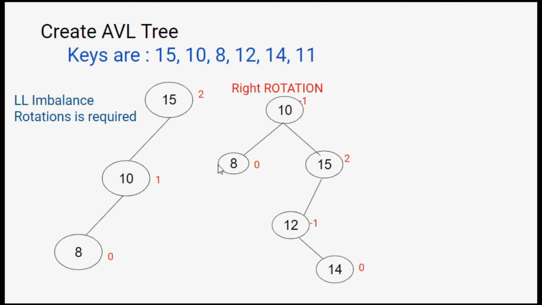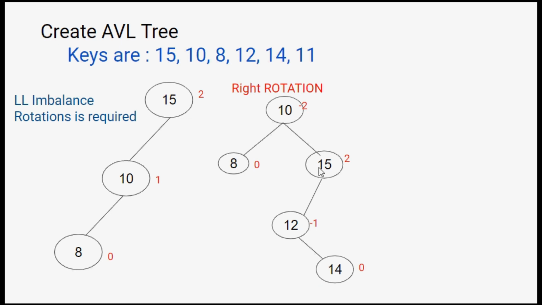Okay, right of left of 10, that is 1, because it is having only one node on the left side, and on the right side the height is 1 plus 1 plus 1, so total of 3. So 1 minus 3, it is going to give me minus 2.